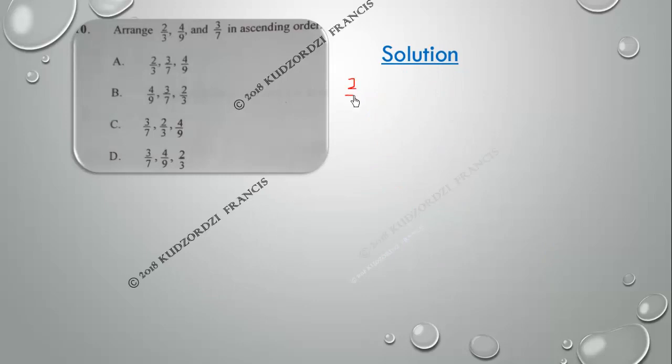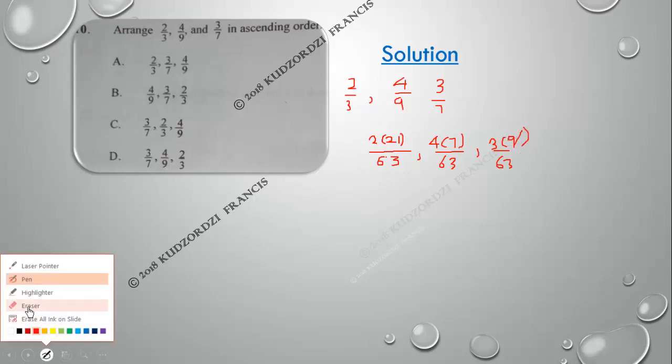Then we are arranging this in ascending order. So 2 over 3, 4 over 9, then 3 over 7. So we find the LCM, which is 63. So 3 goes into 63, 21 times 2. Then also 9 goes into 63, 7 times, so 4 times 7 over 63. Then also 9 goes into 63, 7 times, so we have 3 times 9.